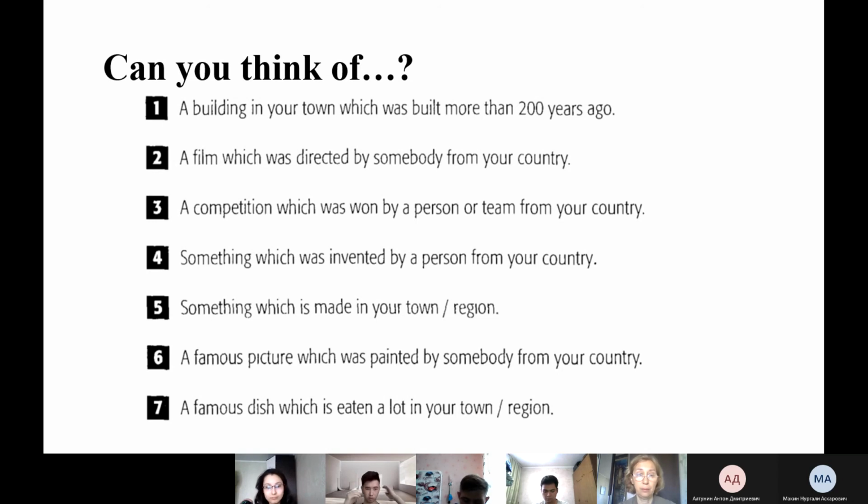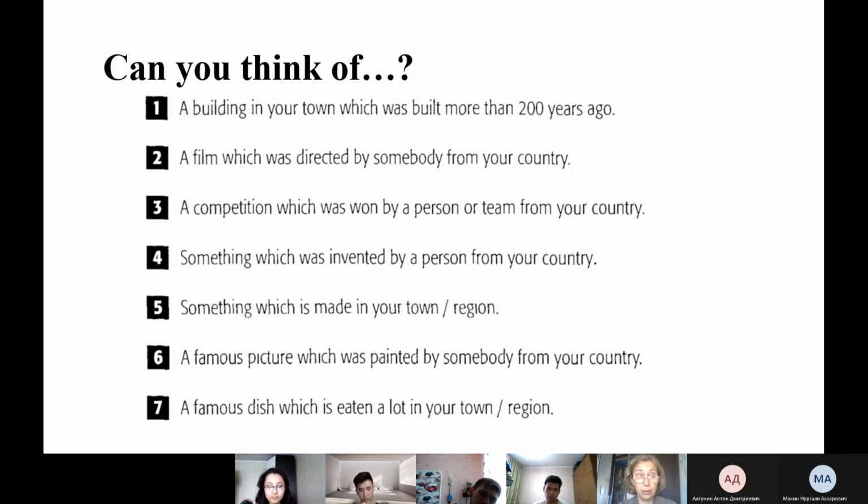If we have a look at the next line, number 4. Something which was invented by a person from your country. Can we think of something? Okay, maybe we don't know much about these people, but I'm sure that if we do some kind of research, we can find the information about something which was invented by people from Kazakhstan. So do this research just to be proud of it.